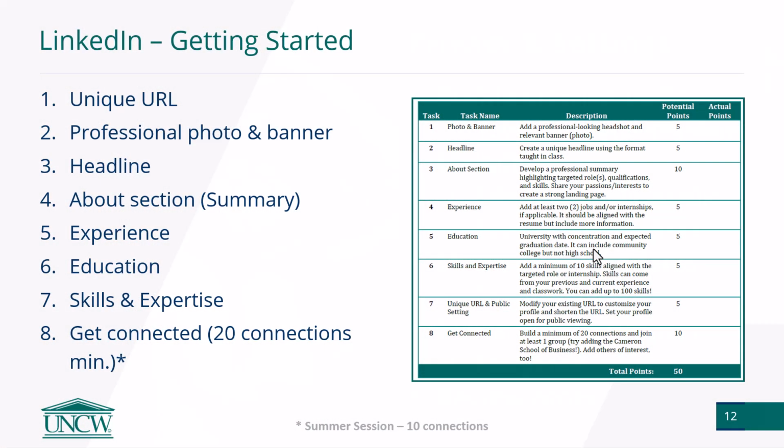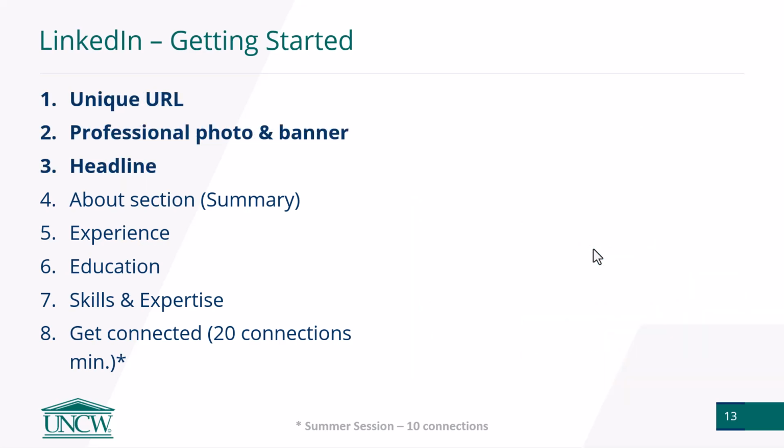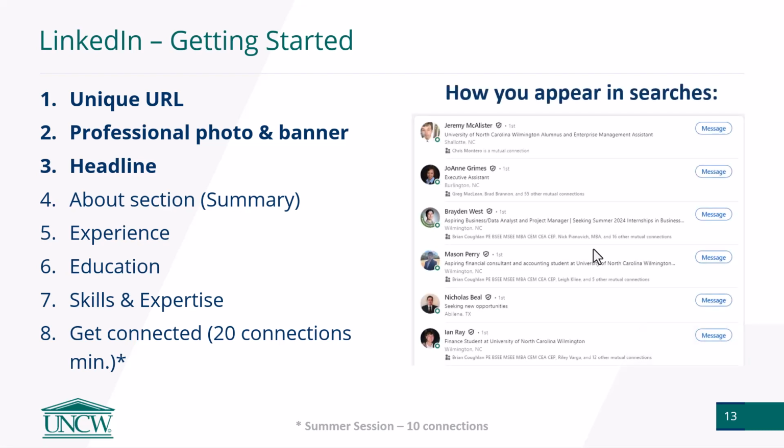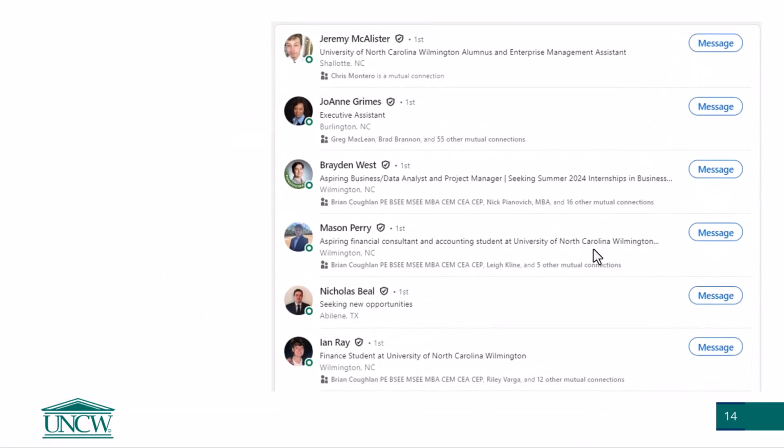recruiters. So coming back to the requirements, this is what we're going to cover in this video and the next video. One of the more important areas to focus on is what we call the introduction section, which includes these 3 elements: the URL, your photo and banner, and your headline. Why are these things important? Particularly numbers 2 and 3 are important because of how you appear in searches. So let's take a look at how that comes about.